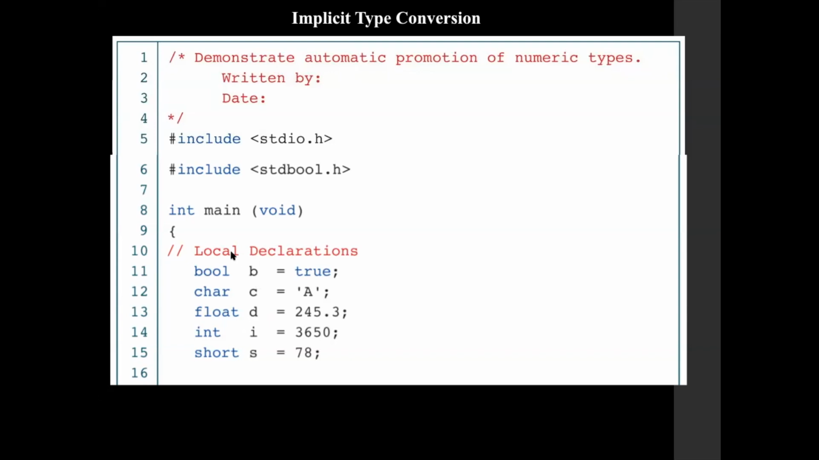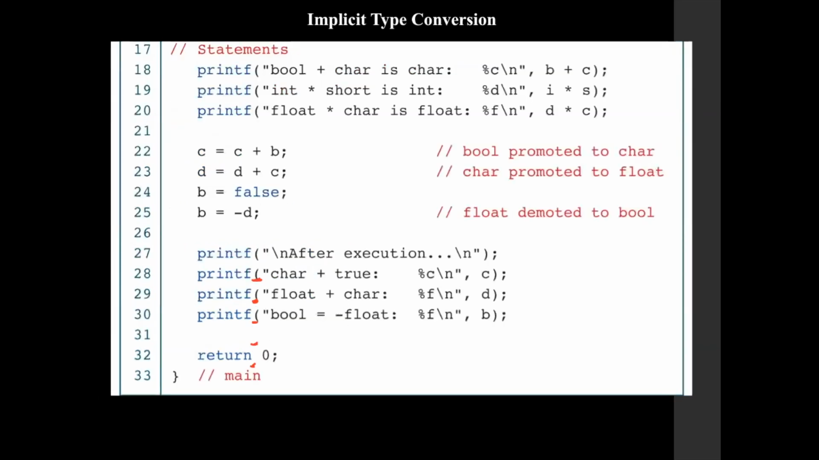This is a quick program here. Just remember, b is Boolean, c is char, d is float, i is integer, s, whatever their values are. Let's look at what we're doing here. You have an addition expression, c equals c plus b. C is char, so char is 1 byte, Boolean is 1 byte. If you add them up, you get a char. Boolean is promoted to char.